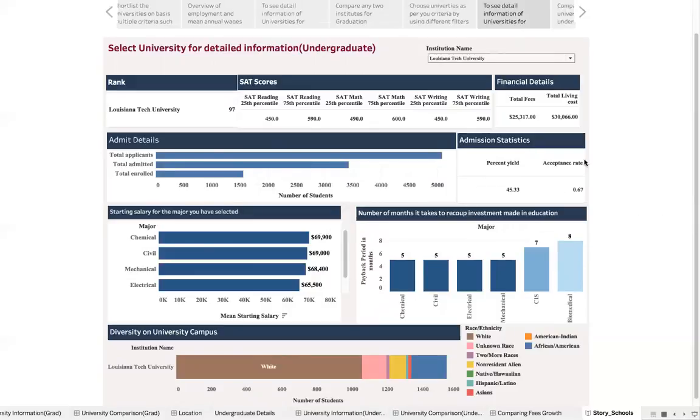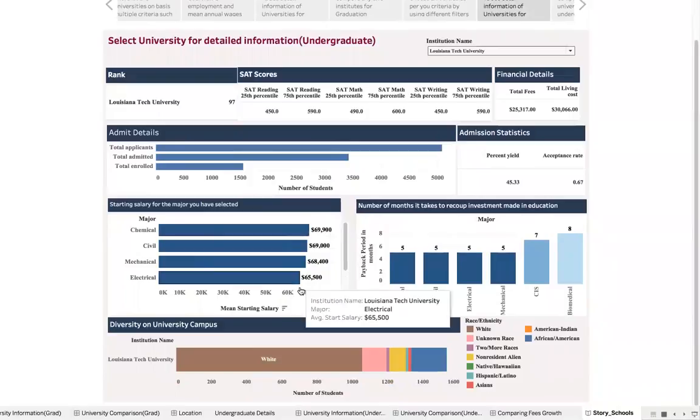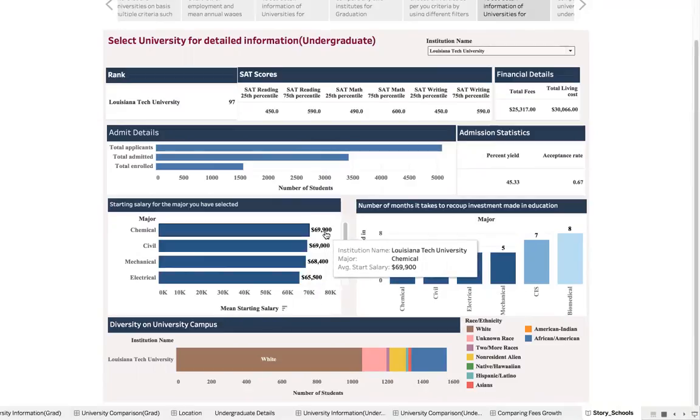These admit detail scores will again help students look at the chances of getting into this particular university. They can also check the acceptance rate. A university with a higher acceptance rate may offer higher chances of getting in. Again, here they can look over the starting salaries for different majors. So Bob will see that chemical engineers get around 70,000 US dollars once they complete their undergraduate studies from Louisiana Tech University, and the payback period is 5 months.